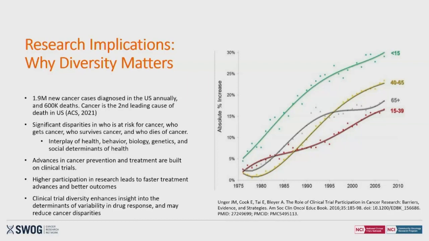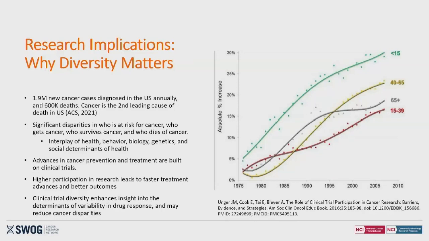And we also know that some groups are disproportionately affected by cancer due to environmental conditions. People who live in communities that lack clean air or clean water may have more exposure to cancer-causing substances. So advances in cancer prevention and treatment are built on clinical trials. And I just had to include this lovely chart by Joe Unger, and it shows the absolute percentage increase in 5-year survival for each age group. And of course, you see the green line at the top, the youngest age group, and they had the biggest percentage increases because they have the highest participation rate in clinical trials.